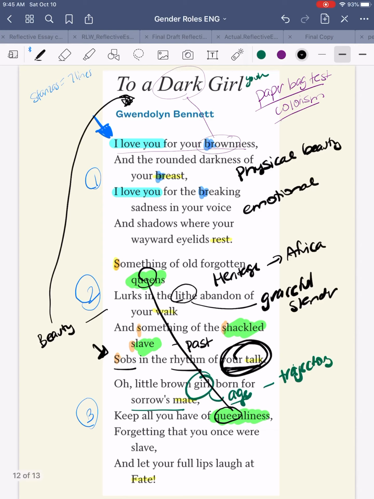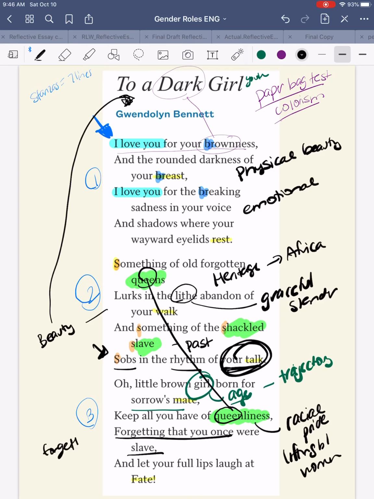I think that queen also speaks to racial pride and lifting Black women. And possibly forgetting that you were once a slave. So this forgetting of the past, we see here, and let your full lips laugh at fate.